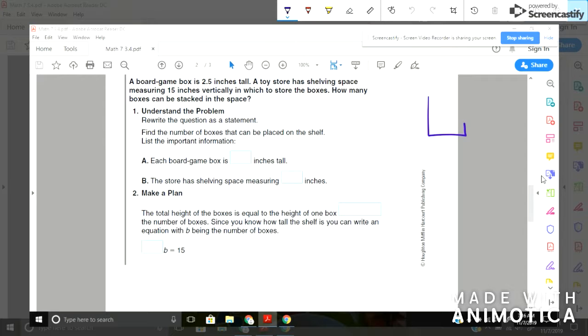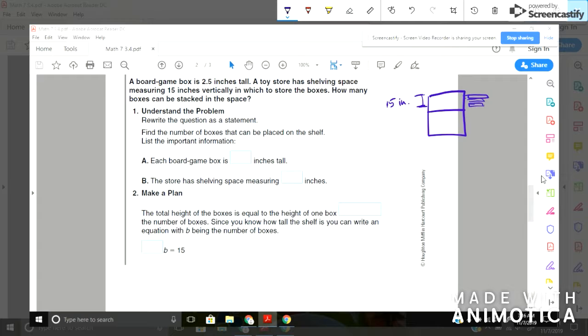So here's my shelf. In between these shelves, from here to here, I'll just do this top shelf. There's 15 inches, and each board game is 2.5 inches. I know that's not to scale, but this is just my visual. How many board games could I fit in that shelf?